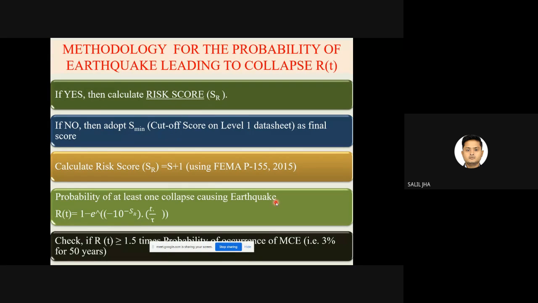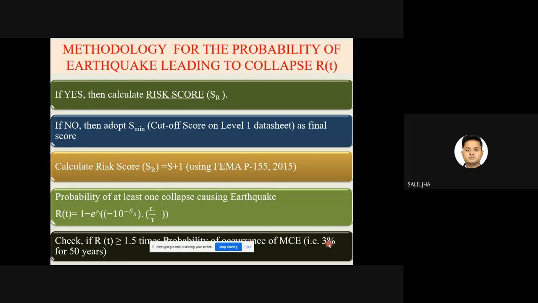That probability of at least one collapse-causing earthquake is calculated by the formula given here, where SR, as we know, is the risk score. This T is the number of years for which we are estimating the probability of earthquake, and this tau is the design life of the building. Then we check whether this RT is greater than or equal to 1.5 times the probability of occurrence of MCE, which is 3% for 50 years.